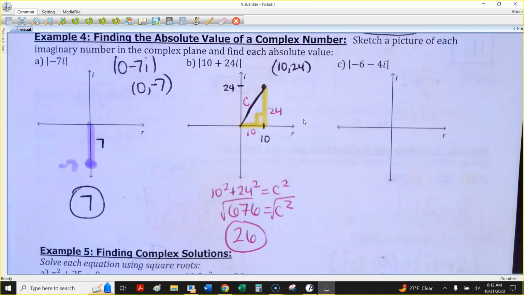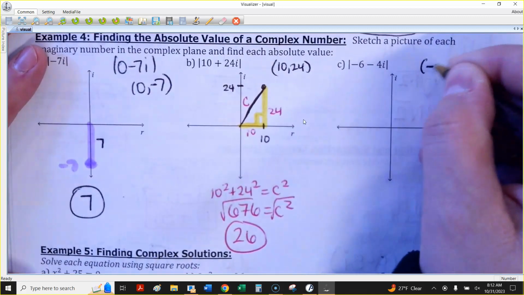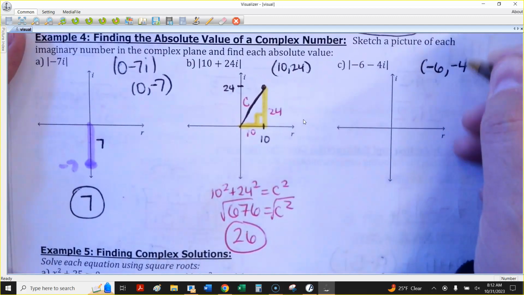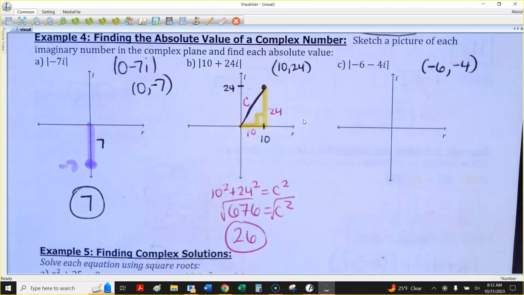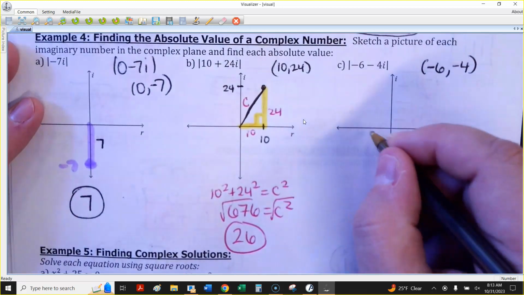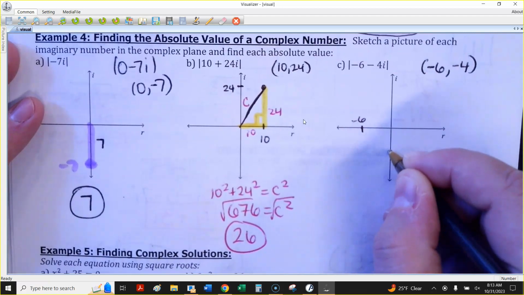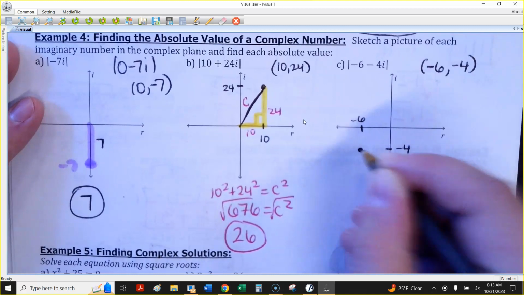And then I just have one more for us to try. The real part is -6, the imaginary part is -4i. So this would be like graphing the point (-6, -4) in the complex plane. The real part is like your x-axis, the imaginary part is your y-axis. I'm just going to eyeball. Let's say this is -6, and this is -4. So the point would be kind of somewhere here.